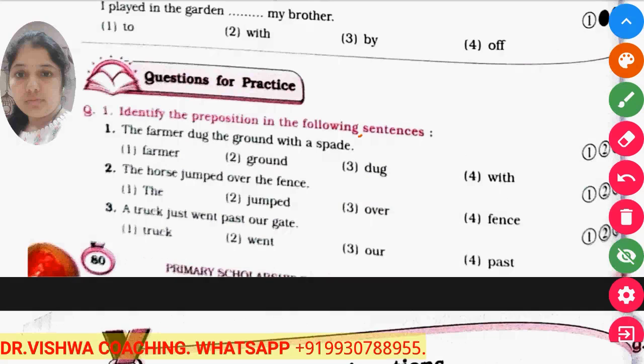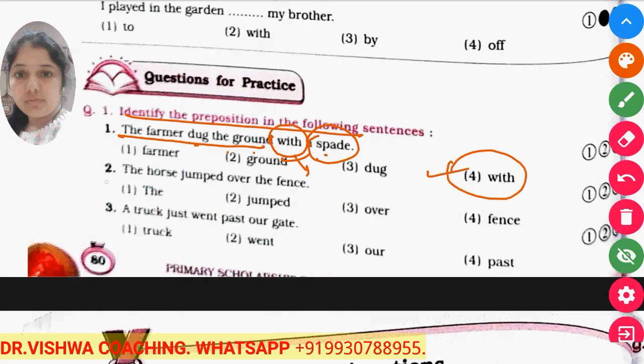Identify the preposition in the following sentences. The farmer dug the ground with a spade. Now the farmer is digging the ground, but he used something to dig the ground, so the spade is the thing which he took to dig the ground. So the relation between the spade and the digging of the ground is shown with the word with. So with is a preposition here. So the correct answer is option number 4.